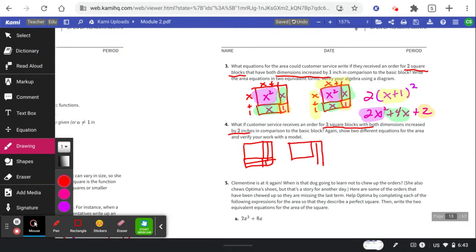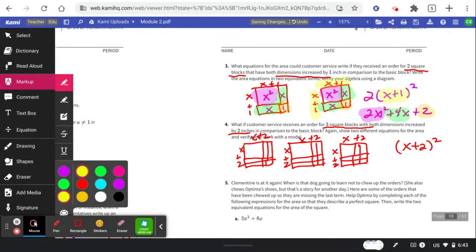2 extended by 2. 3 square blocks extended by 2. So this is the x plus 2 squared blocks. That comes from these little labels on the outside.